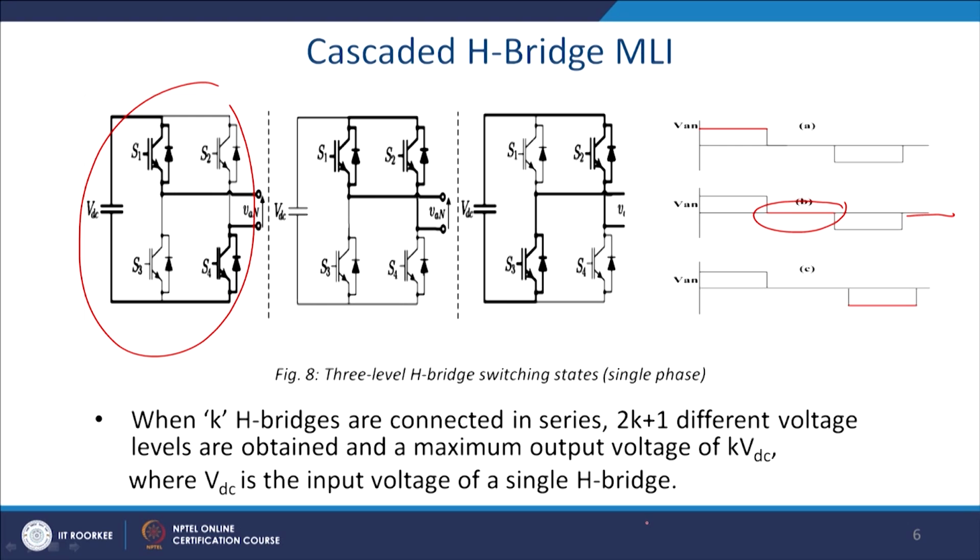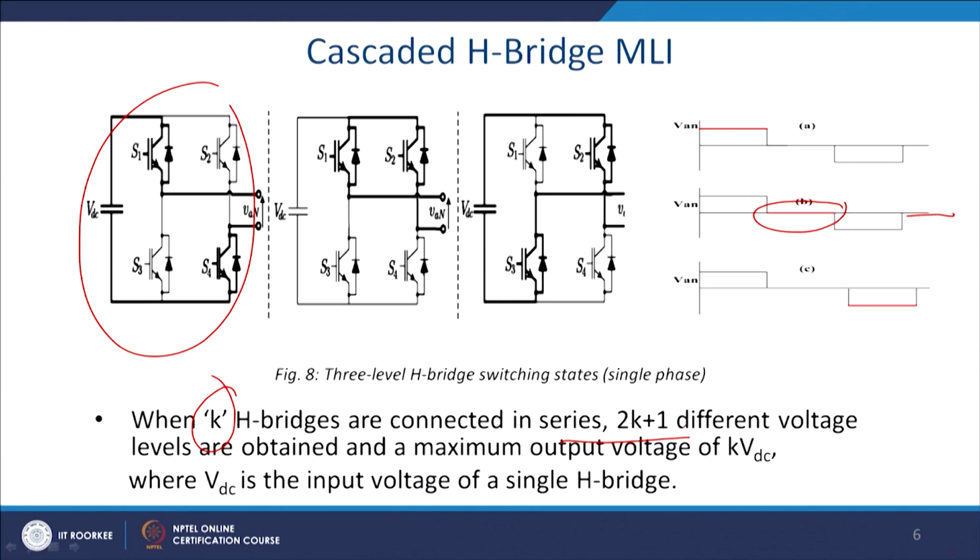So, we get a number of levels. For kth H-bridge, if it is connected, you will get 2k plus 1 different voltage levels. So, thus this can give us a 5 level, where VDC is the input voltage of the single bridge configuration.